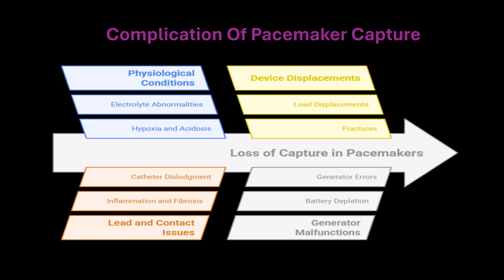Pacemaker failure to capture, like loss of capture, can be from generator malfunction, battery depletion, or generator error; lead and contact issues like inflammation, fibrosis, or catheter dislodgement; and physiological conditions like electrolyte abnormality, hypoxia, and acidosis, which increase the threshold needed to stimulate the myocardium. Device displacement includes lead displacement or lead fracture.